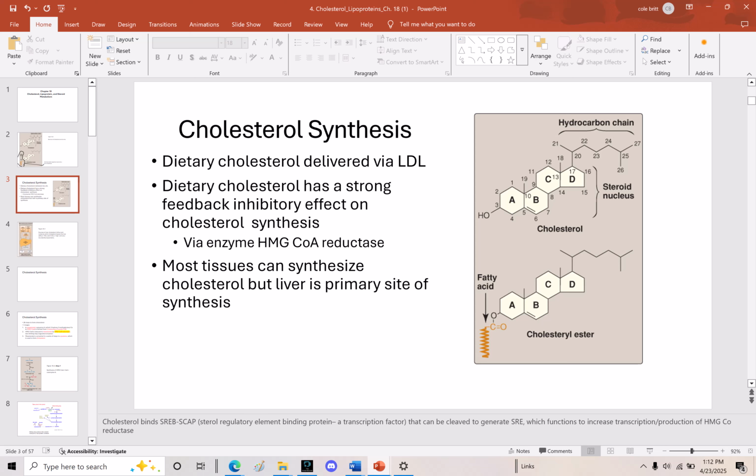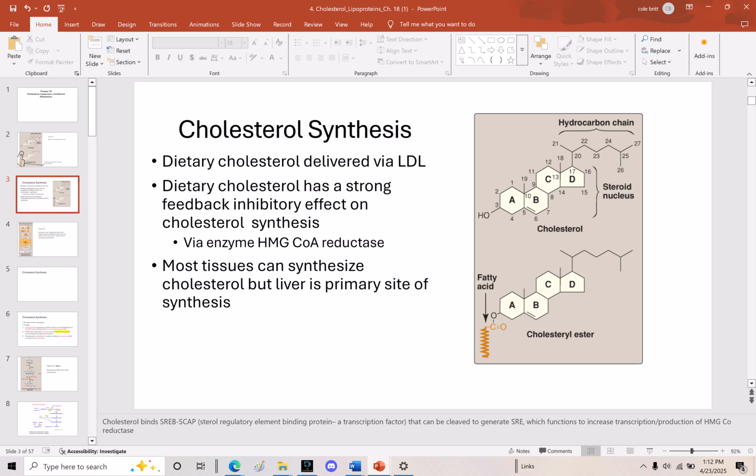When we get it in our diet, it will go into chylomicrons, but remember the function of chylomicrons isn't to deliver cholesterol. Basically, chylomicrons are going to deliver triglycerides. When the triglycerides have been delivered, then that chylomicron is going to have some leftover cholesterol that might have come from your diet. If you don't eat animal products, then cholesterol is not in your diet.